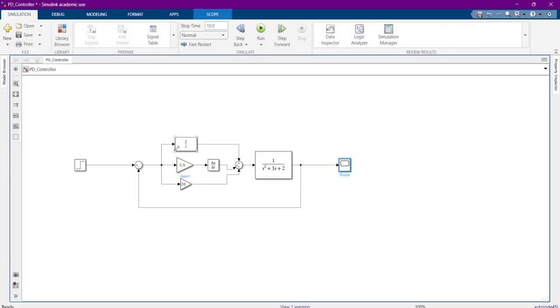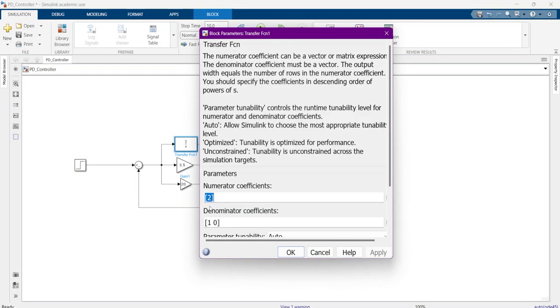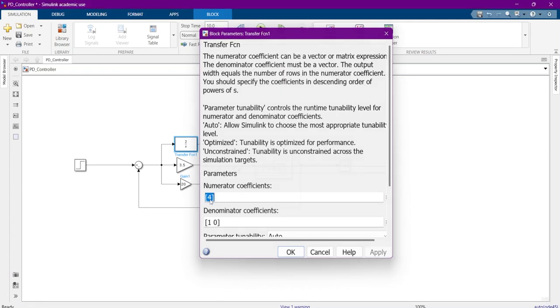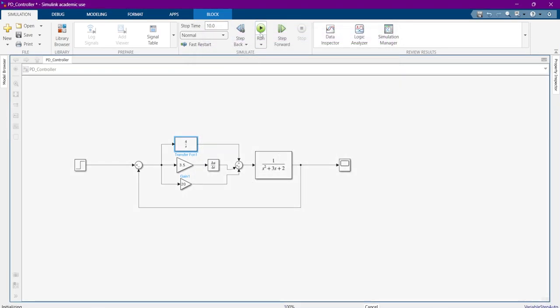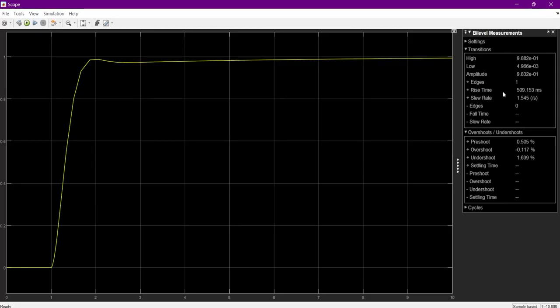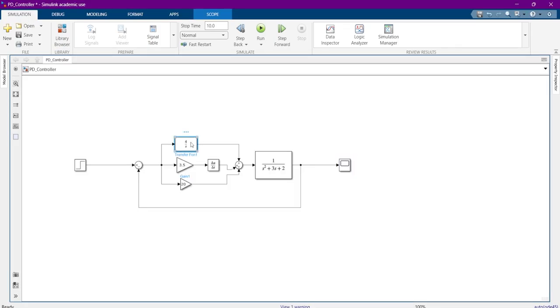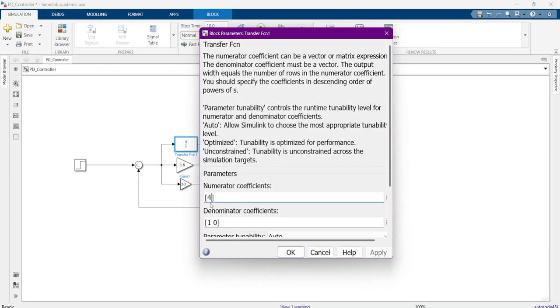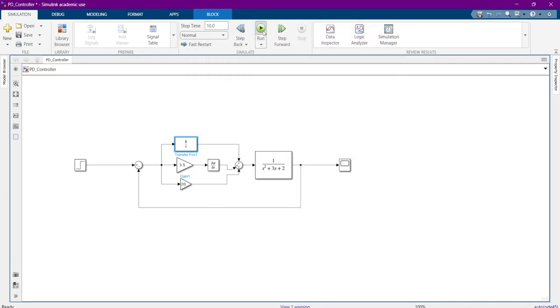Now let's just try to change this and put, for example, 4. What will happen? If we put 4, that's even better. Look, it's 0.983. It's very close to 1. But the error that we are having from the system is still more than 1%. So we may increase it again. Let's just put it as 8 and have a look at the new response of the system.